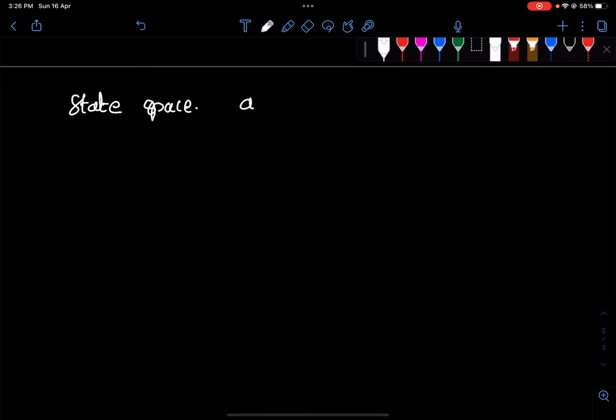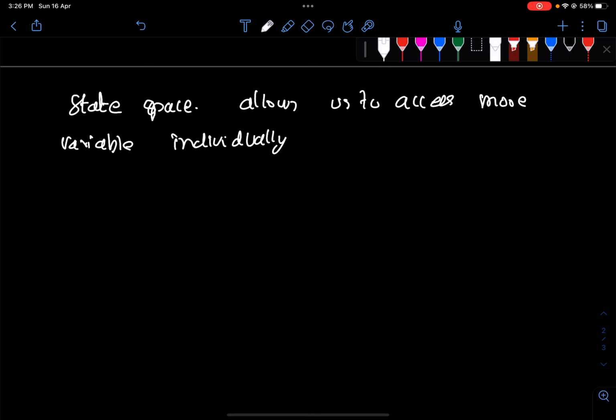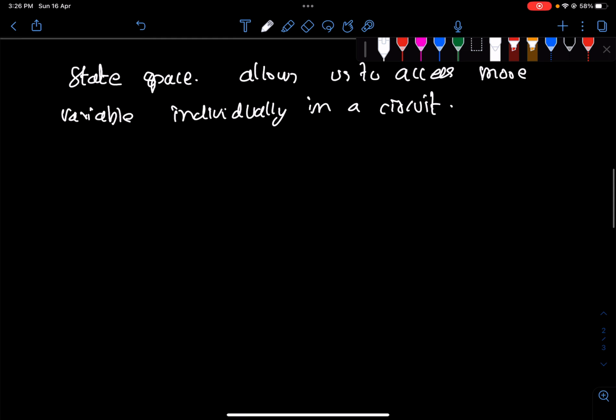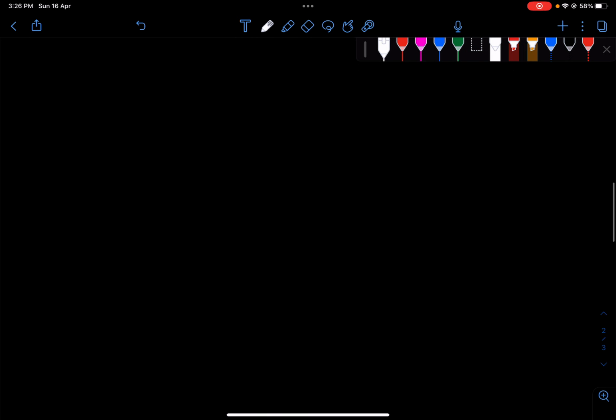State space allows us to access more variables individually in a circuit, so we can study a circuit more in depth. That's why state space. Hope you got what state space is.